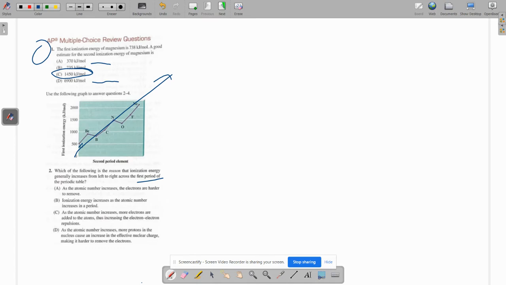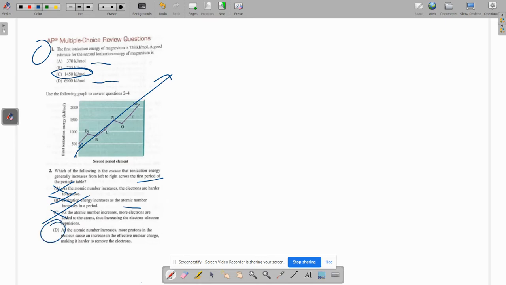The funny thing about this one is that all the choices sound pretty good. So you really have to look for the one that actually explains why it gets harder and harder to remove electrons. A is true: as the atomic number increases, the electrons are harder to remove, but that doesn't really tell me why. So I think we can do better. B, ionization energy increases as atomic number increases in a period. That's true, but that's kind of like a definition, so it doesn't really tell me why. C, as atomic number increases, more electrons are added, thus increasing electron-electron repulsion. It's true, but it doesn't really explain why it gets harder and harder to remove electrons.